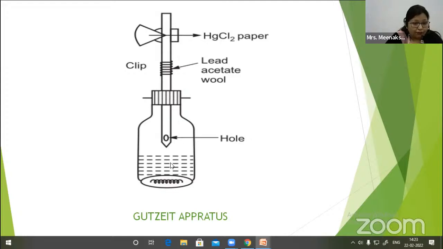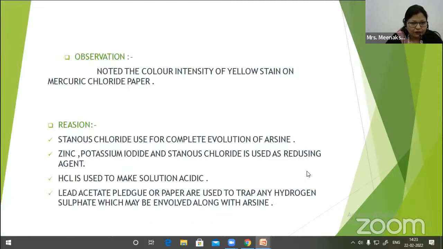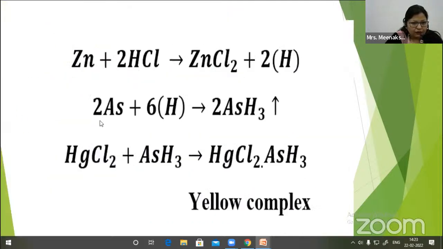So we take a sample solution in which arsenic impurity might or might not be present. Now here we have the reaction. To this solution we add zinc and also HCl. The basic reaction is that zinc reacts with HCl to form ZnCl2 plus 2 moles of nascent hydrogen. And this nascent hydrogen actually reacts with arsenic.